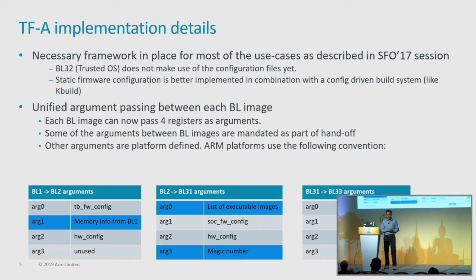Between BL31 and BL33, there is no mandated handoff sequence as of now. What we've done is we've introduced a handoff sequence, but currently there is no ABI between BL31 and BL33. Every platform tends to use their own ABI. Perhaps in future it is good if an ABI can be evolved in the space, but we'll have to take this as we go forward.